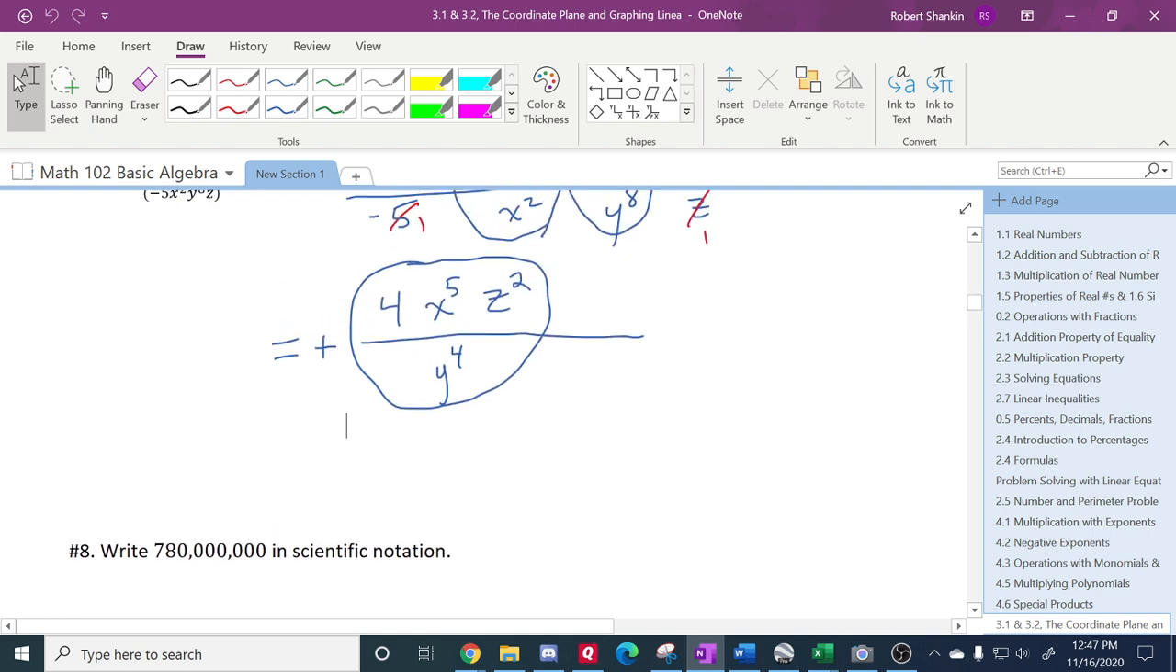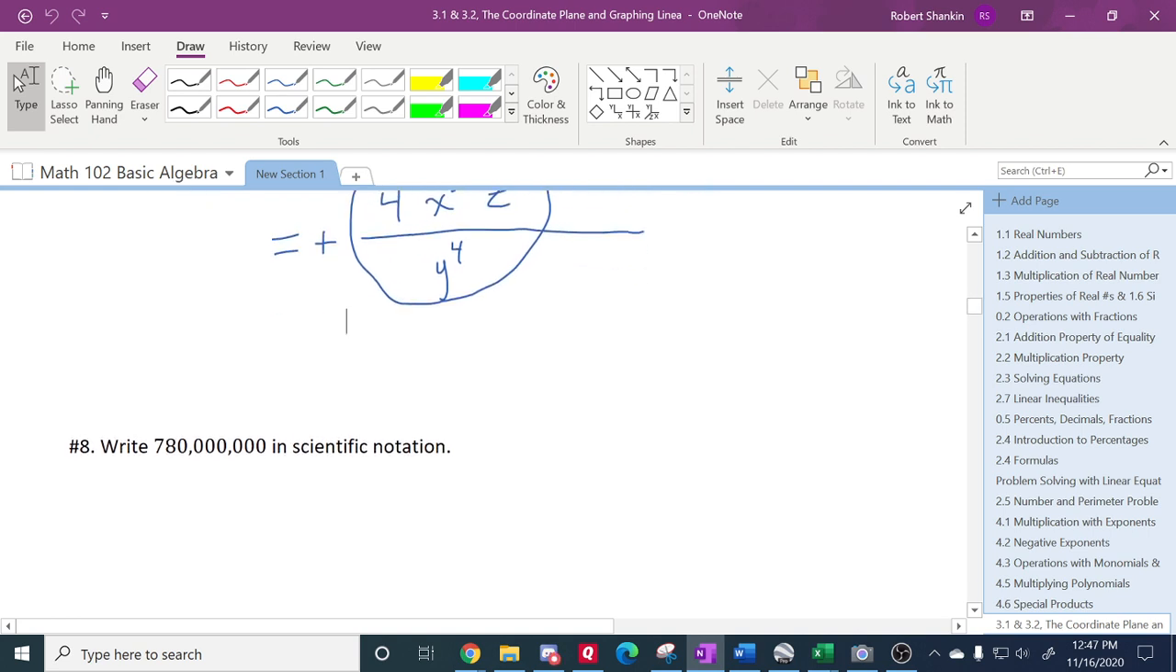Write that number in scientific notation. Thirty seconds more.